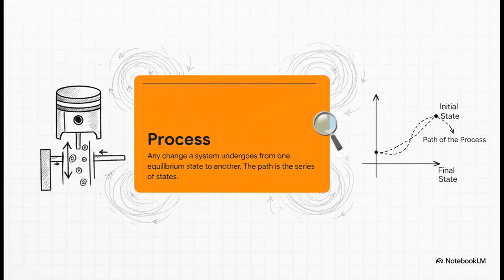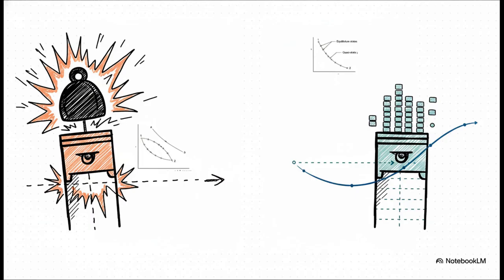So when that piston actually moves, the gas is going through a process. It's moving from its starting point, state 1, to some endpoint, state 2. And the line you would draw connecting those two dots on the graph, we call that the path. It's literally the journey the system took. But not all paths are created equal.